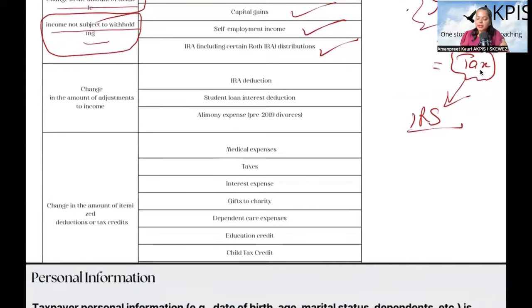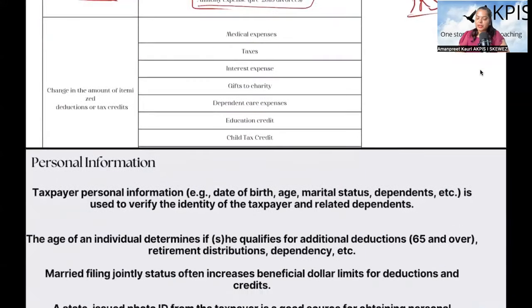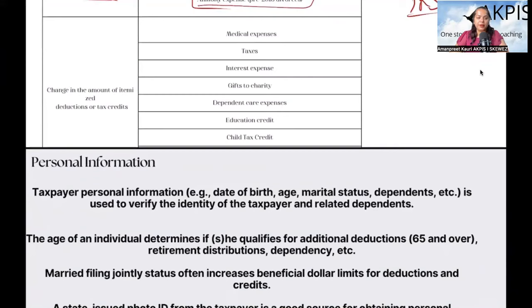Apart from this, change in the amount of adjustments to income, for example, if the IRA deduction has changed, or if you have procured a student loan and there is any change in the interest deduction, or alimony, if you have filed for divorce, then alimony expense. You are supposed to check all these details. For example, in the previous year you were married, in the current year you are divorced, and you are paying or receiving alimony; accordingly your tax computation will vary, right? So these details are equally important.